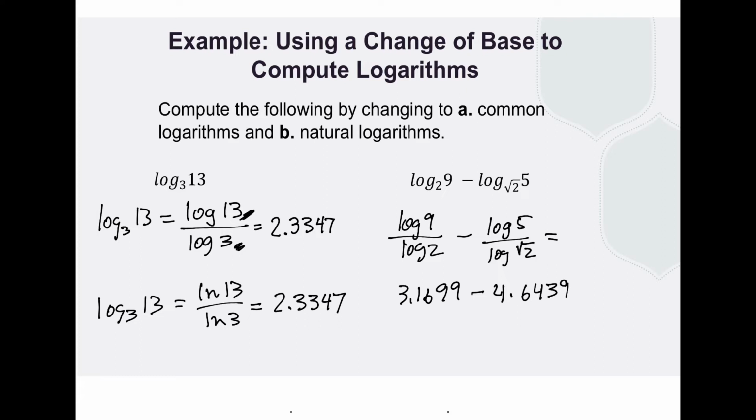So subtracting these two things, I'll have to clear this out, 3.1699 minus 4.6439, we get negative 1.474. So that is how we can use our calculators to actually do logarithms of any base that we choose.